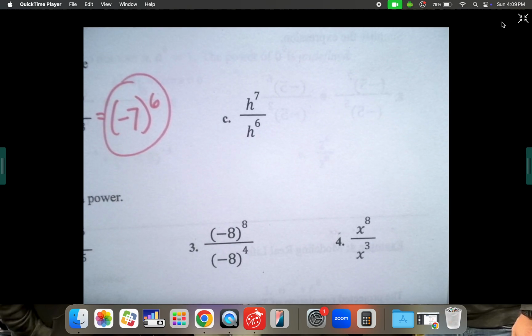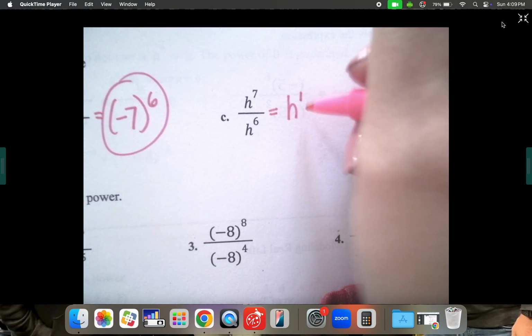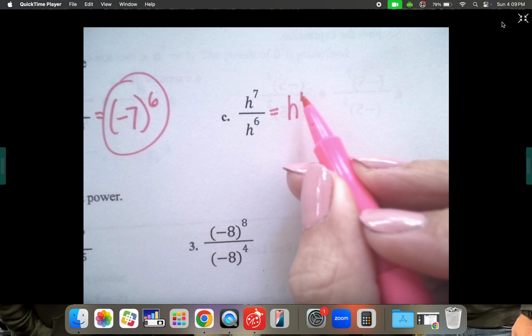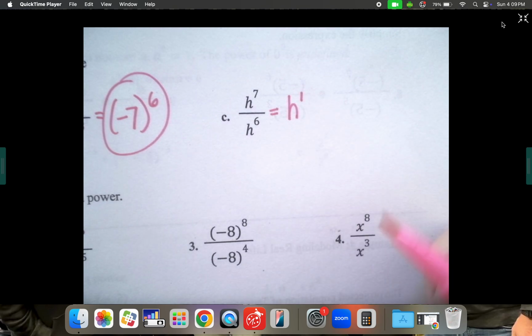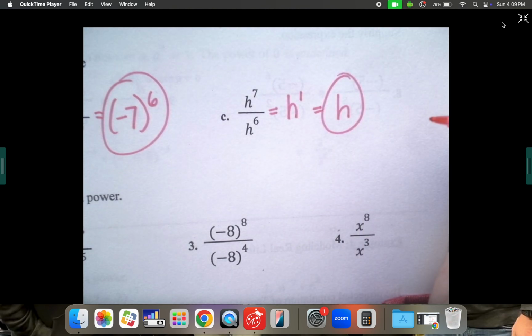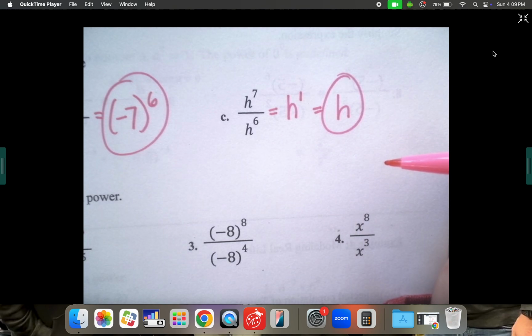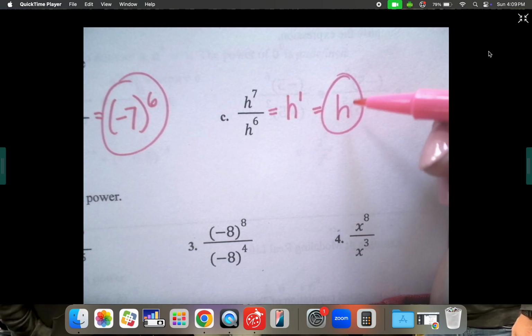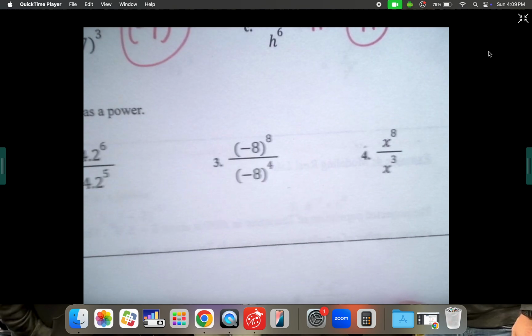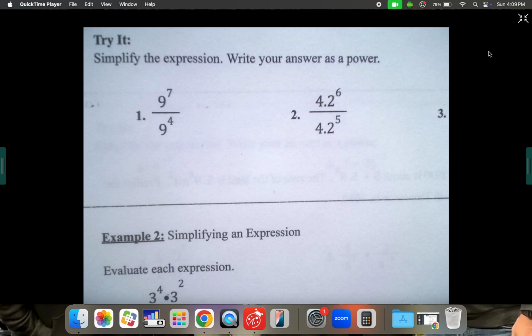Okay, and then h to the 7th divided by h to the 6th, you're going to subtract 7 minus 6, and you have h to the 1. However, anytime you have an exponent of 1, it's going to be invisible. So it's going to be a final answer of actually just h. And I know people are like, well, how do you know it's 1? It wouldn't even be there at all if it wasn't at least there once. So anytime you have a 1, just leave it without anything, and we are going to assume it's a hidden invisible 1. All right, go ahead and pause the video and try 1, 2, and 3, 4 on this section of Try It, and then press play and see if you got them right.